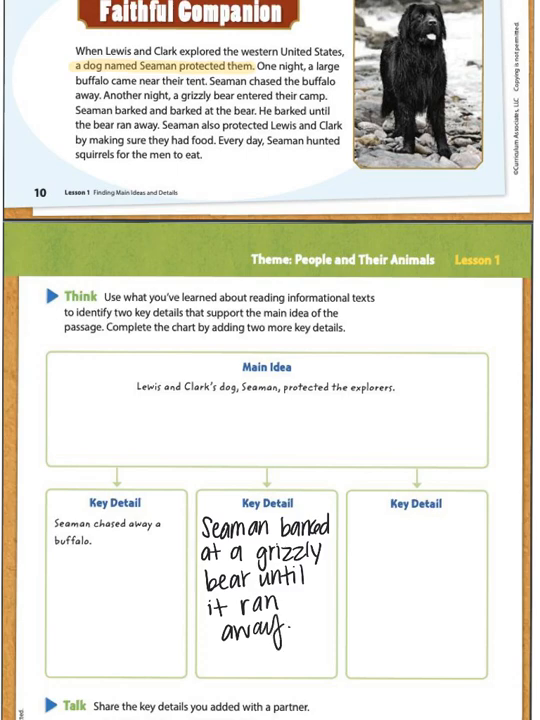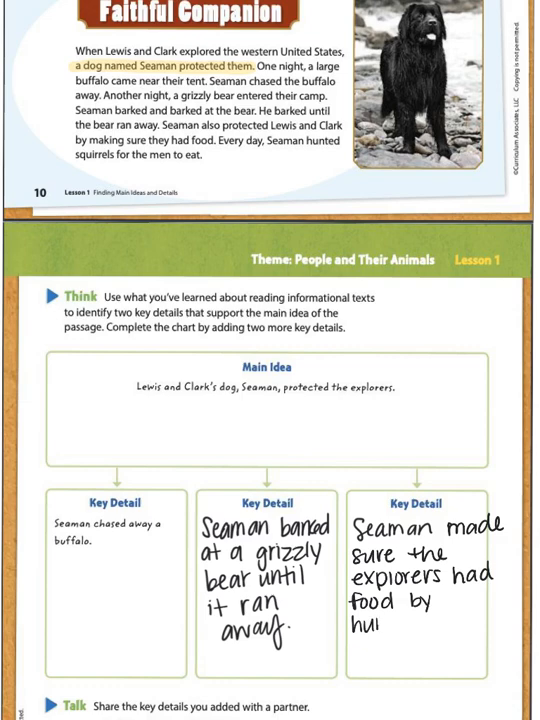And another key detail might be that Seaman made sure the explorers had food by hunting for squirrels every day. All of these key details are ways that we can prove that the dog protected the explorers. So they're supporting and proving that main idea.